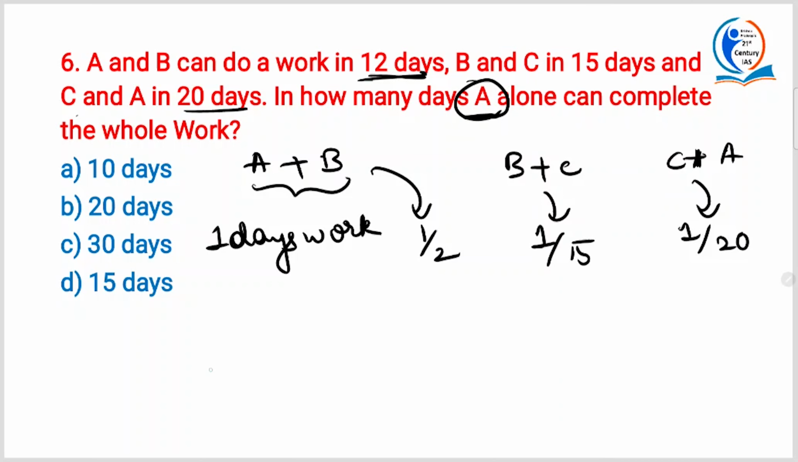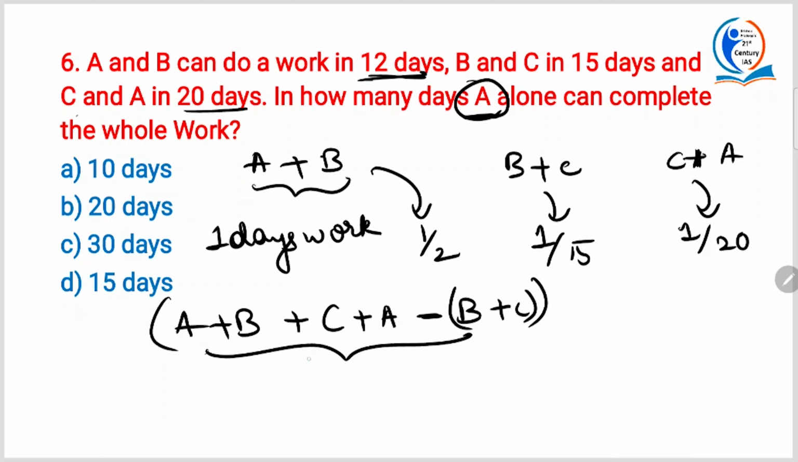Alright. Now, if you add A plus B's 1 day's work plus C plus A's 1 day's work minus B plus C's 1 day's work, what will you get? B and B will get cancelled, C and C will get cancelled. 2 into A. Okay, you will get double the amount of work done by A in 1 day.